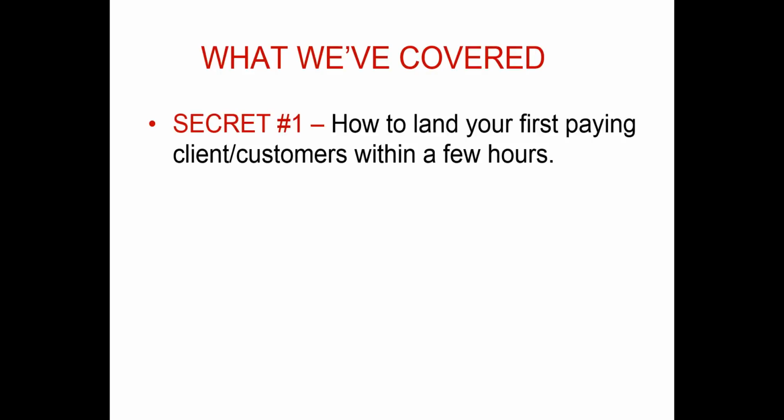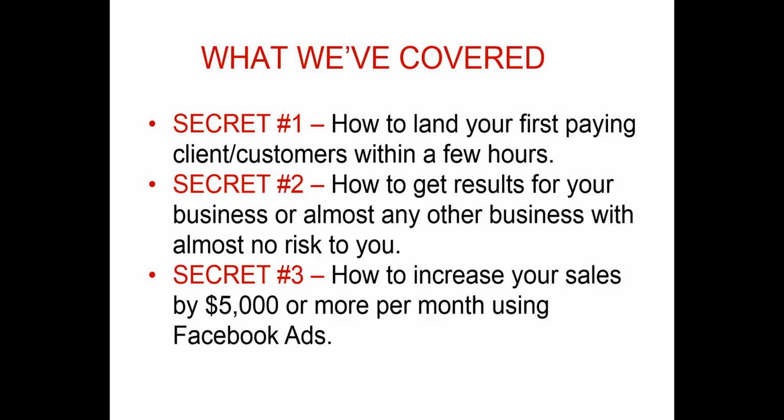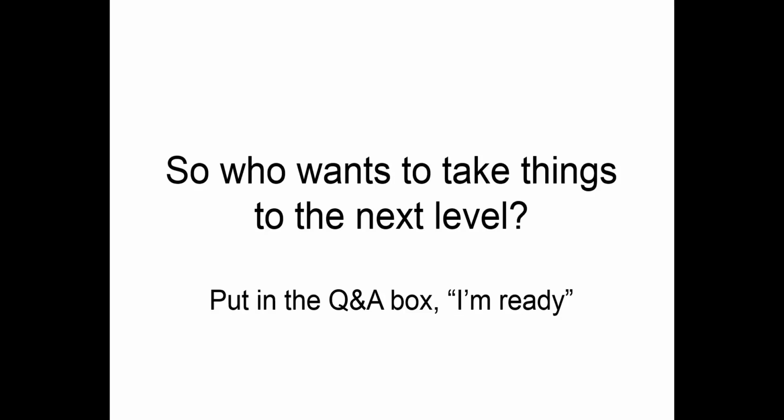Now let me just recap what we've covered so far. We've talked about secret number 1, which is how to land your first paying client or customer within a few hours. Item number 2, which is how do you get results for your business or almost any other business with almost no risk to you. I showed you the value ladder. I showed you the step-by-step process to create success. The next secret that we've covered is how to increase your sales by $5,000 or more per month using Facebook ads.